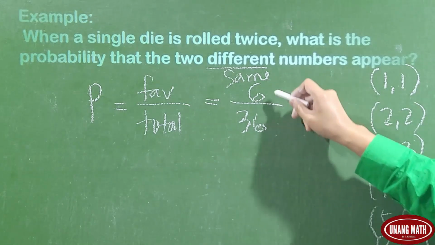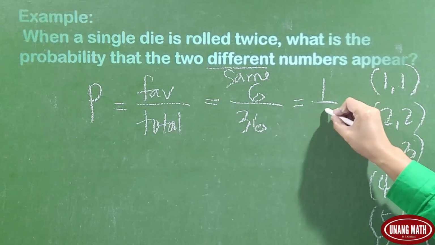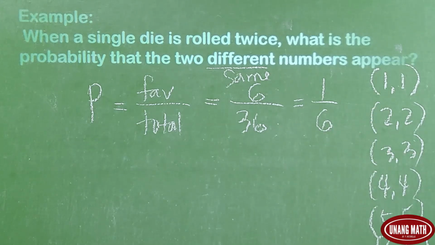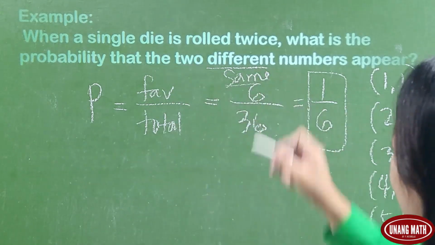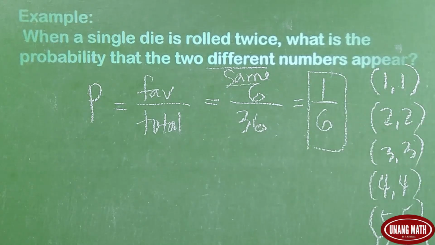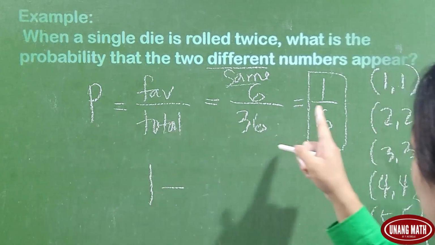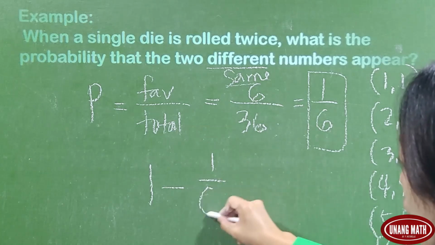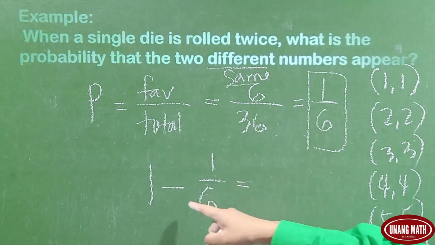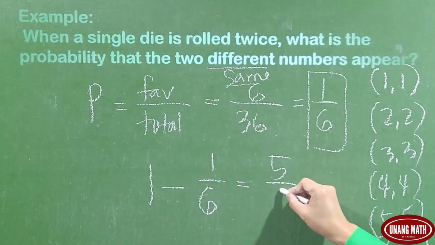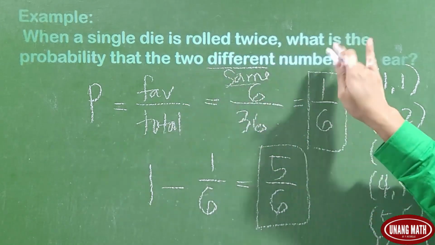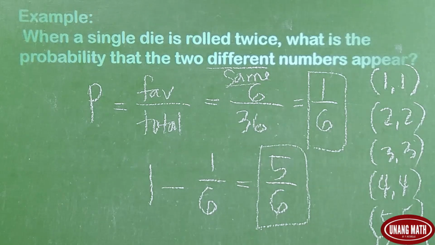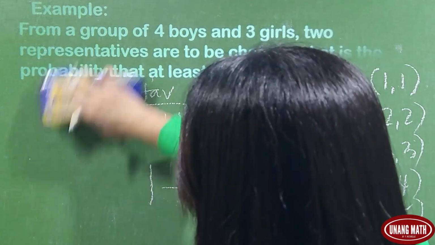So it's 6 over 36, and if we simplify, this is equal to 1 over 6. This probability refers to the probability that the two same numbers appear. So to find the probability that the two different numbers appear, 1 minus this probability, this is our P, 1 over 6. So this is equal to 5 over 6. So 5 over 6 is the probability that the two different numbers appear. Moving on to our second example.